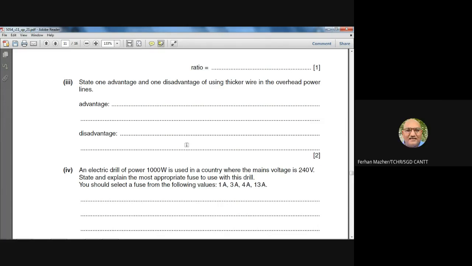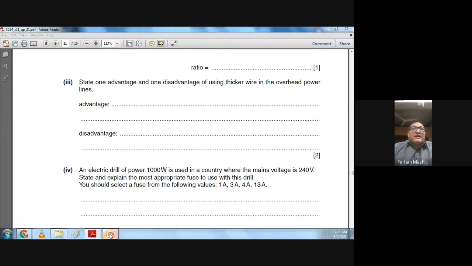Another disadvantage is that we call them pylons, the big towers which hold these lines. For thicker wires, you will need stronger pylons. So that will become very expensive. So I have written this answer also. Let me show you my answer.